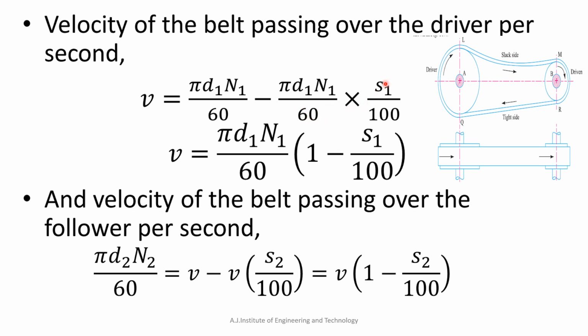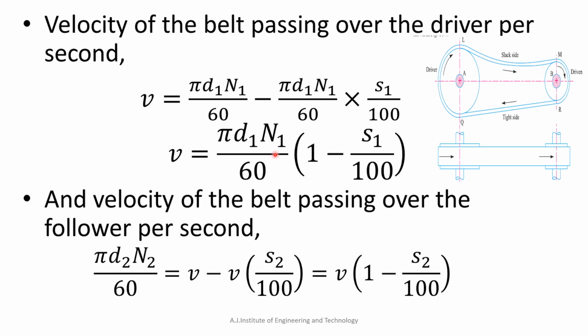That slippage percentage is S1 divided by 100. So this is the actual one. So V is equal to pi d1 n1 divided by 60, take common, then the remaining thing is 1 minus S1 divided by 100. This is the actual velocity transferred to the belt.